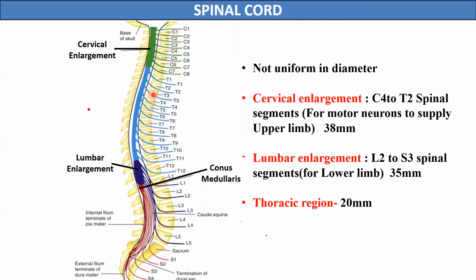Here we can see that the spinal cord is larger in diameter at two places, in the cervical and lumbar regions, and the reason for these enlargements is that there are more motor neurons in the gray matter at these two regions. Now we will study briefly the neurons which are present in the gray matter of the spinal cord.